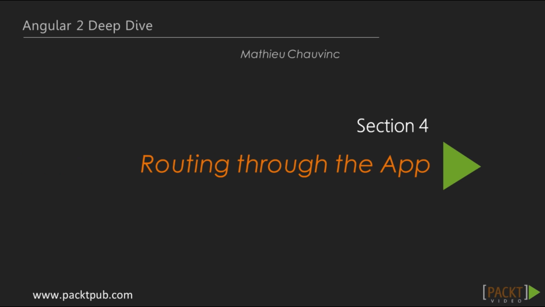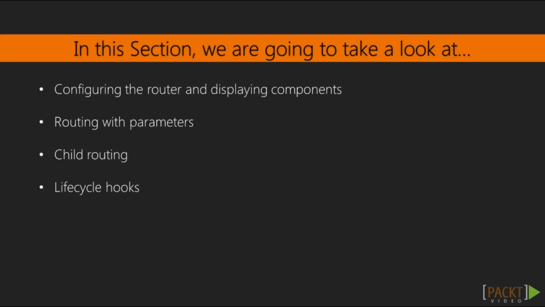Welcome to the fourth section, routing through the app. In the previous section, we took care of the business logic side of things using providers and injectables. In this section, we will learn to use Angular's new router to navigate through the app. We'll start by configuring routes and displaying the corresponding components on the page. Then we'll learn more advanced routes, including some with parameters, and how to retrieve and use those parameters.